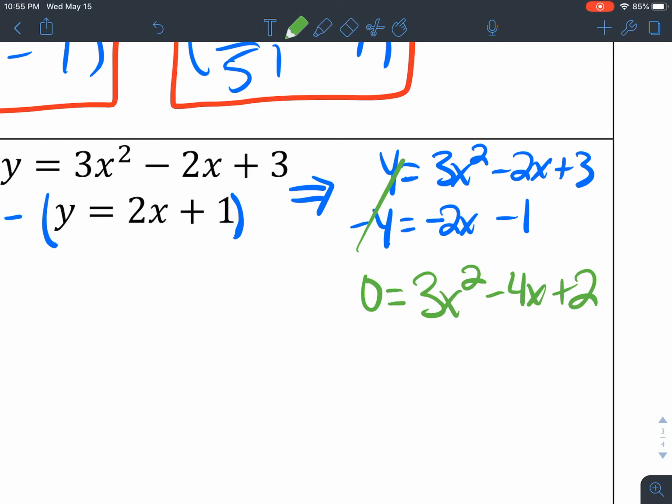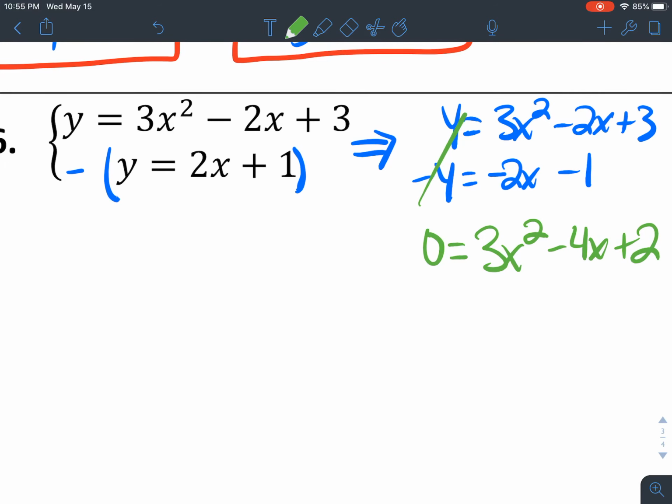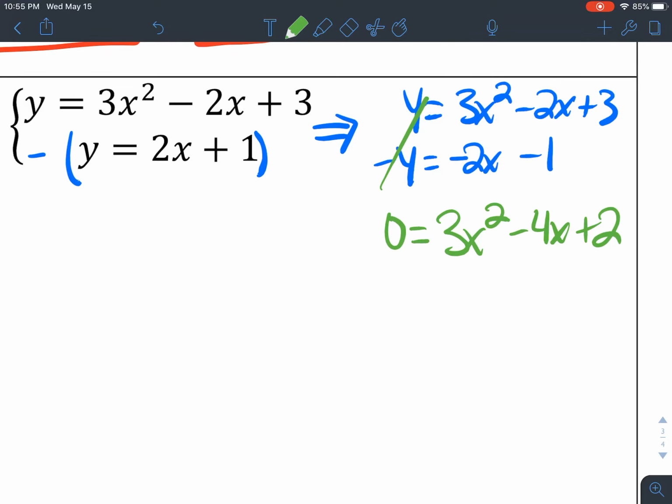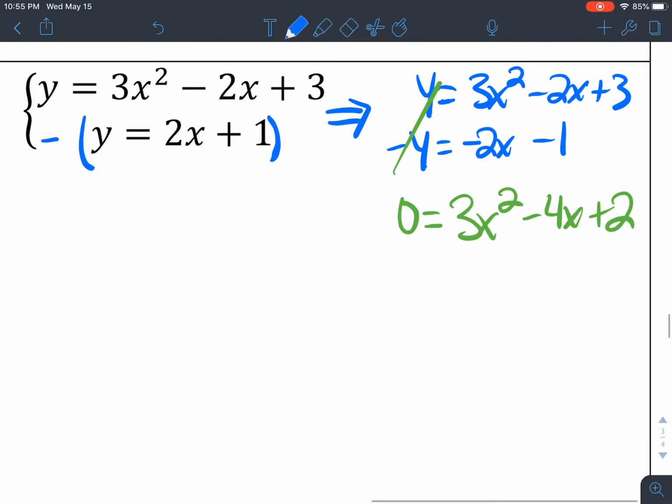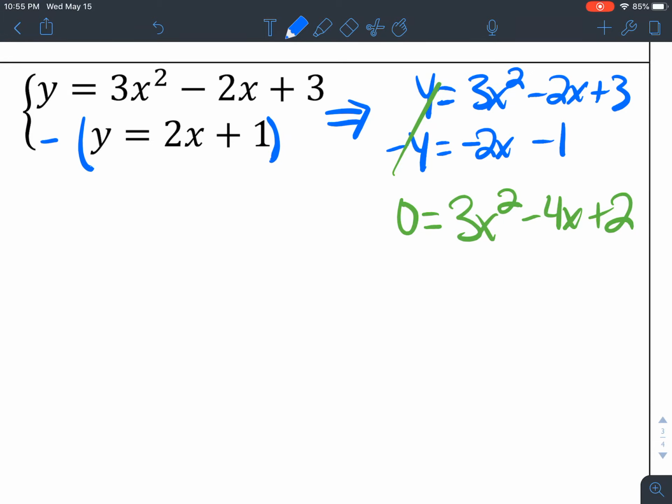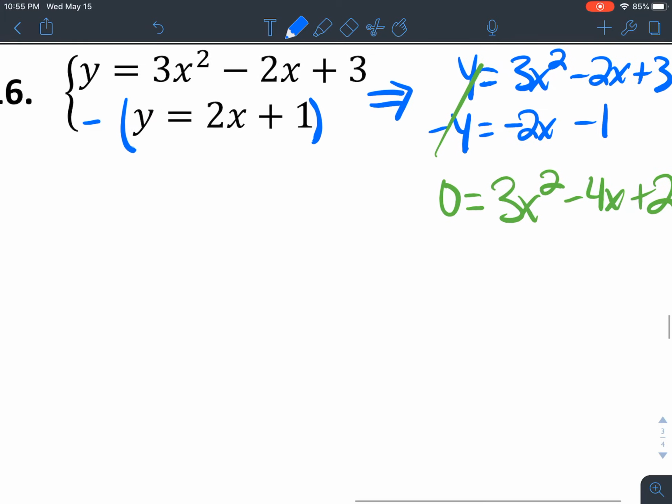So you could try an X-box factor, you could complete the square, you could do quadratic formula. Again, just to show that process, I'll go ahead and use quadratic formula because it seems to be more popular than usual with this group. You guys, my students this year.